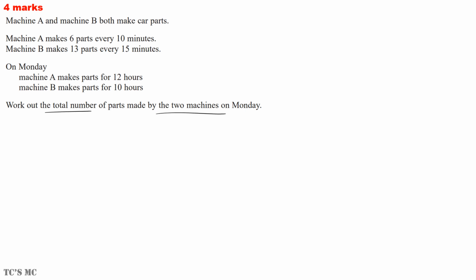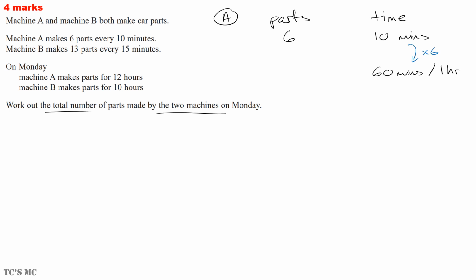Let's start with Machine A. We have parts and we have time. Start with what you know. So 6 parts every 10 minutes. If I now try and convert that to an hour, that's 60 minutes, also known as 1 hour. I know that 10 multiplied by 6 gets me 60 minutes. Do the same on the other side. And now we have 36 parts per hour.